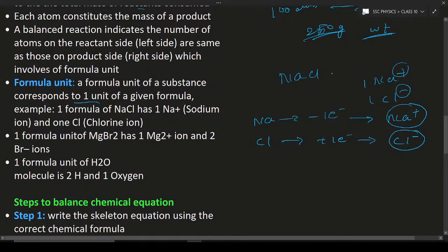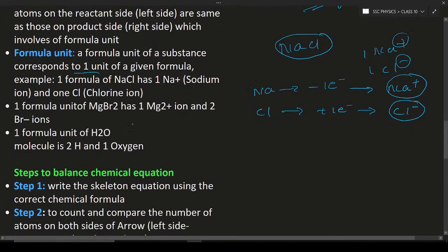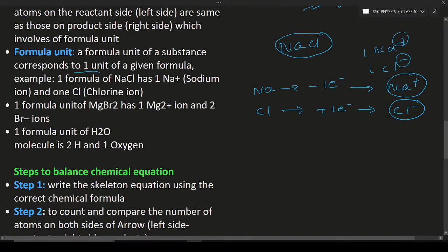So the formula unit of NaCl is 1 Na plus and 1 Cl minus. This is the formula unit. And the formula unit of MgBr2 has 1 Mg2 plus. Remember, this is an ion, because it has lost 2 electrons. And next is Br minus, so 2 Br minus ions.